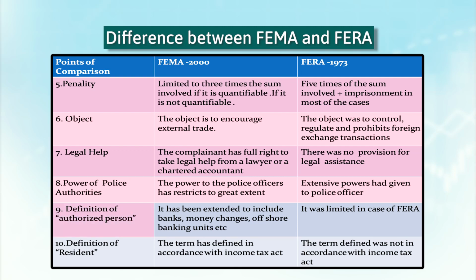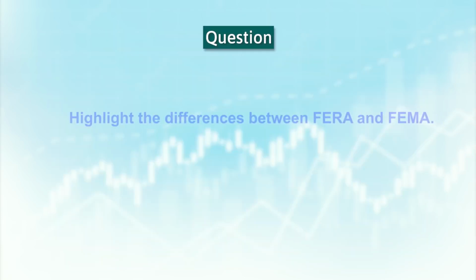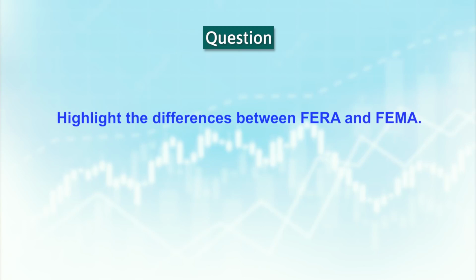Now the definition of authorized person basically includes the banks and offshore banking activities within the arena of international finance under FEMA, but under FERA it is limited because it is individual specific. Residence also comes under the Income Tax Act, but in case of FERA, no such proper or accurate definition is stated. So we can see how we can highlight the differences between FERA and FEMA in terms of points of comparison like content, delivery, reach, and also the terminologies that are defined in it.